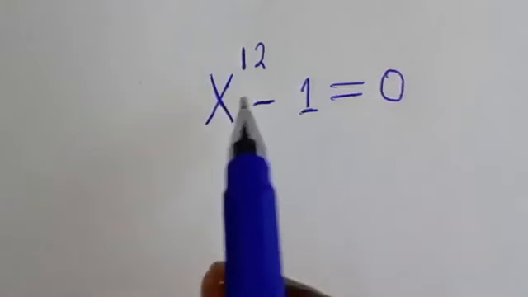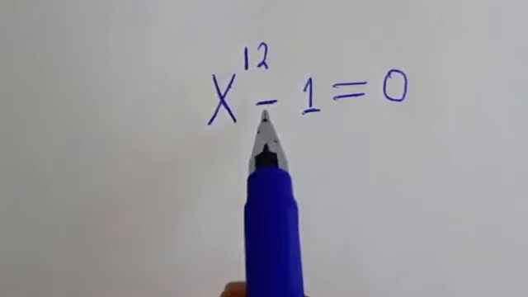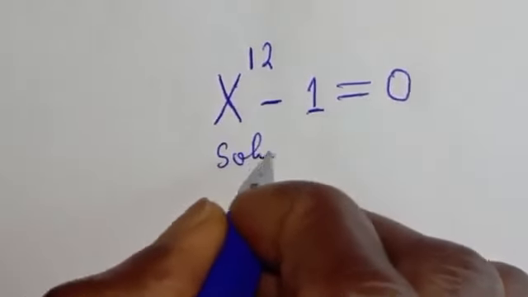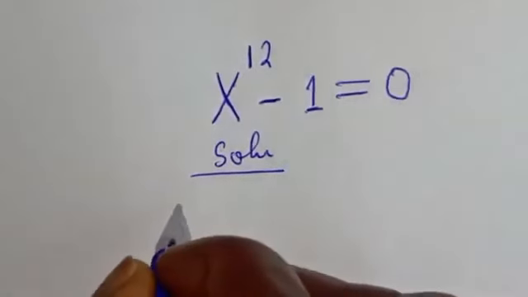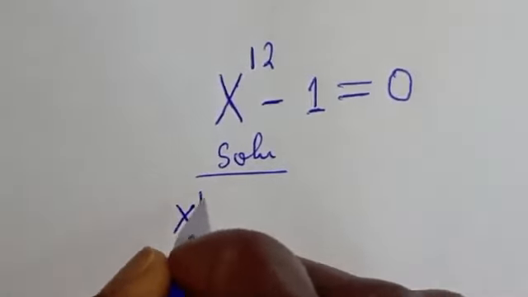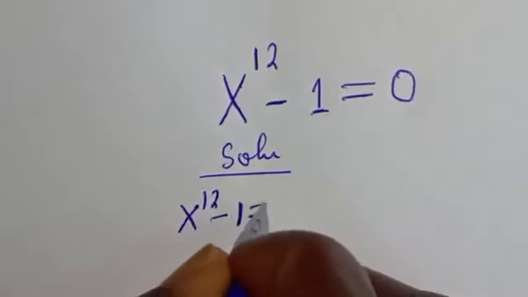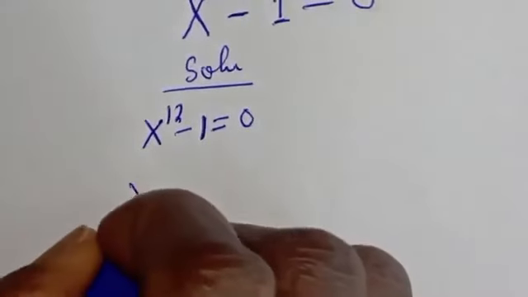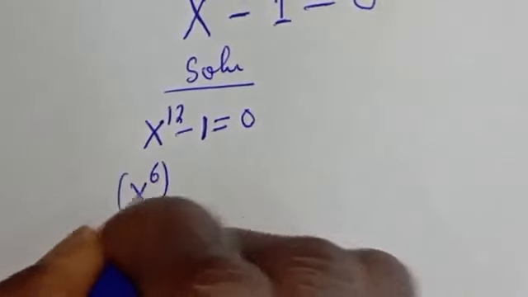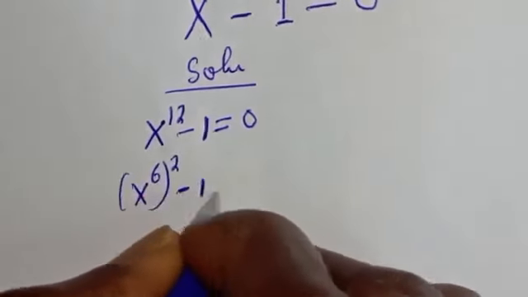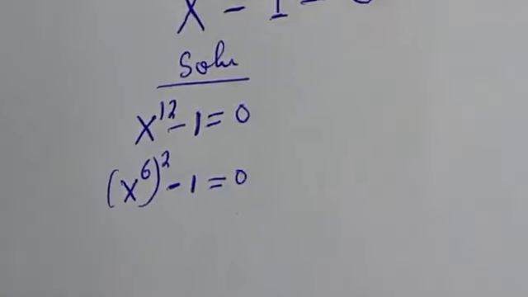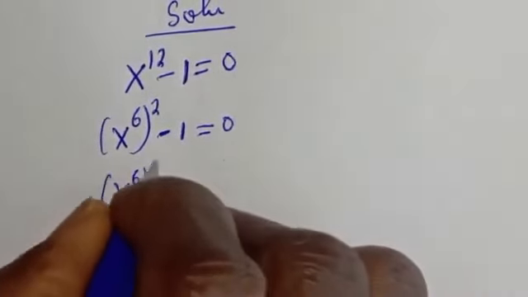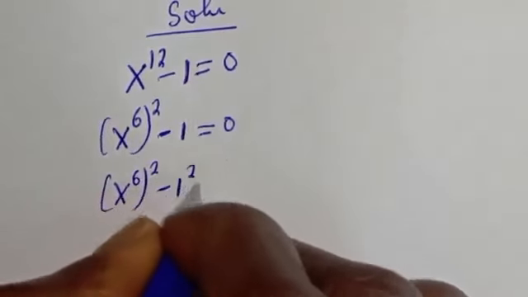Hello, how to solve for s from this given nice equation s raised to power 12 minus 1 is equal to 0. Solution. We have the given equation s raised to power 12 minus 1 is equal to 0. Now s raised to power 12 can be written as s raised to power 6 squared minus 1 is equal to 0. So this is the same thing as s raised to power 6 squared minus 1 squared is equal to 0.